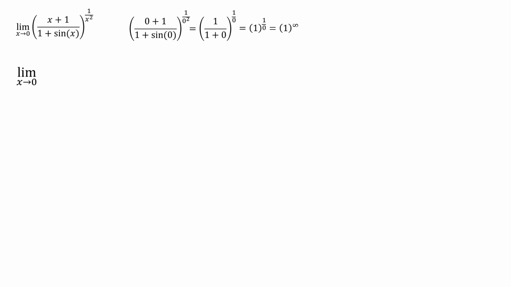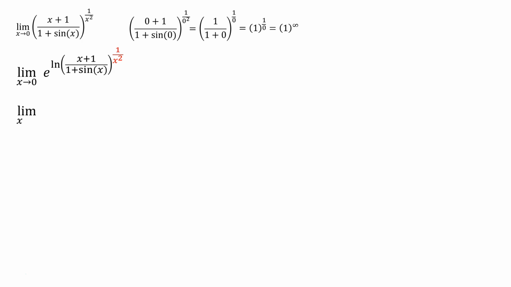So first I'm going to write this as the limit as x approaches 0 of e to the ln of (x + 1 over 1 + sine of x) raised to the 1 over x squared. And again, the reason for that is that the e and the ln functions are inverses, so I can write it that way. I'm not changing anything, I'm just making it look different so I can take the limit more easily. It's a common trick.